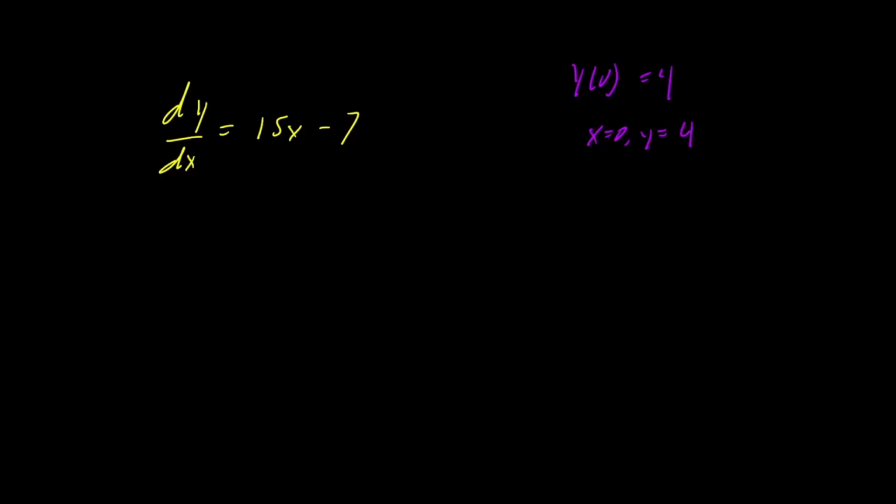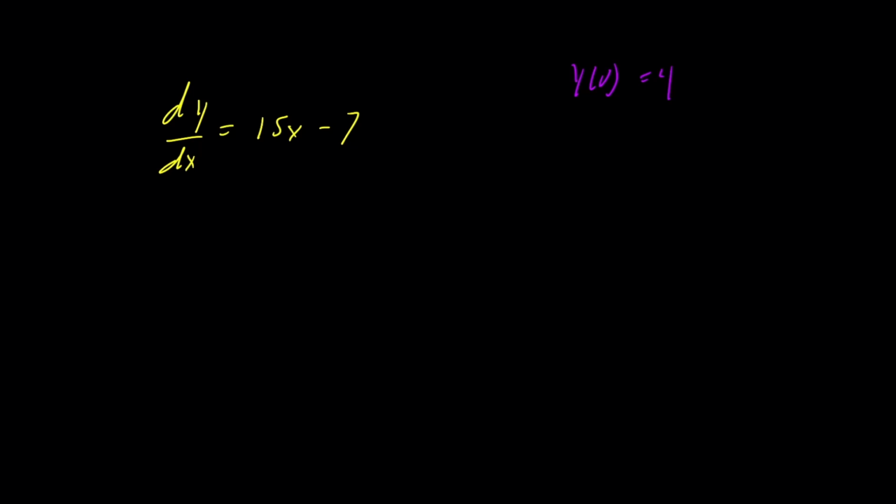Okay guys, we'll be going over initial value problems in the context of differential equations. Here we're given that dy/dx is equal to 15x minus 7, and we're also given a set of points where x is 0 and y is 4. So let's get that out of the way for clarification, and let's think about where we begin.